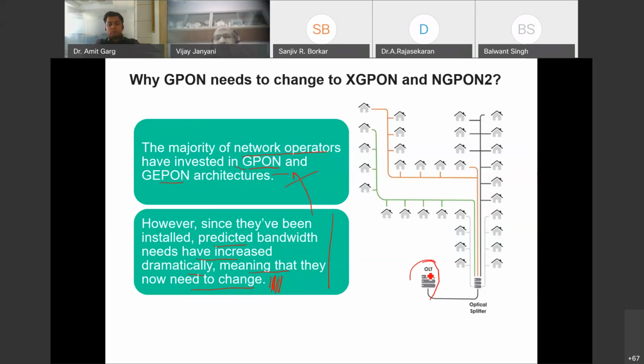You see this OLT is there, and then the optical splitter. The number of users has increased so much that each user gets a very small portion of 1 Gbps. Maybe you can get 50 Mbps or whatever. So there is a need to change now.